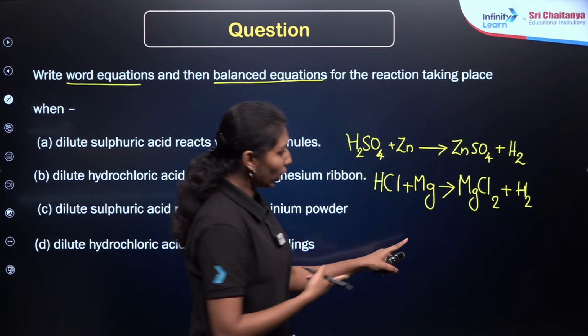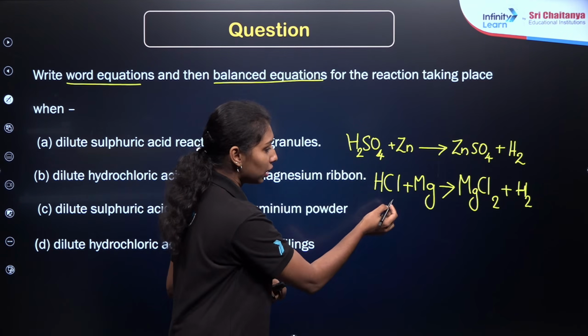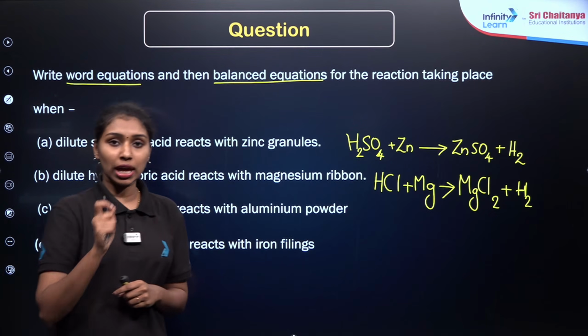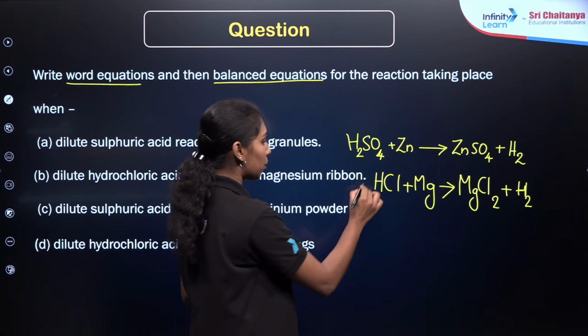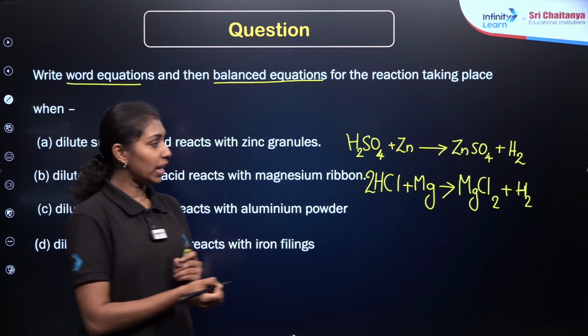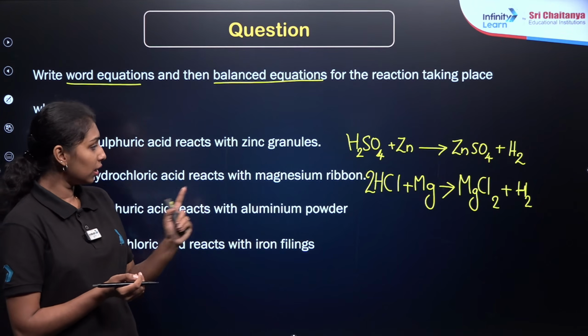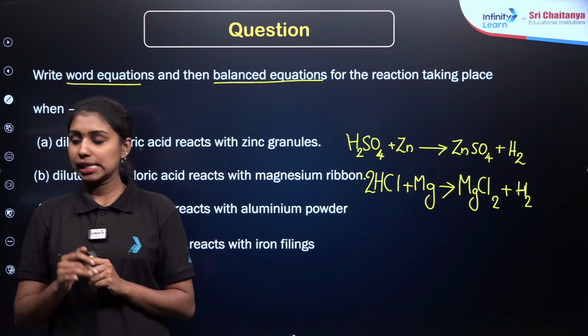Here you need to balance the equation, right? On the reactant side, there is only one hydrogen and one chlorine, but on the product side there are 2 hydrogen and 2 chlorine. So I am multiplying by the number 2 here. So Mg plus 2 HCl gives MgCl2 plus H2. That will be the balanced chemical equation for the second reaction. Is there any doubt?